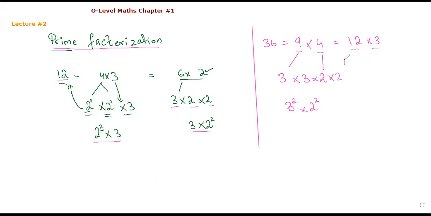And if I do it for this number, 12 can be written as 6 into 2 and 3 into 4 as well. This 3 is coming here. So 4 can be written as 2 square, and then into 3. So this again is giving me 3 square into 2 square. Obviously, in the exam, you will just be using either this or this. Okay, I'm just telling you for your reference.